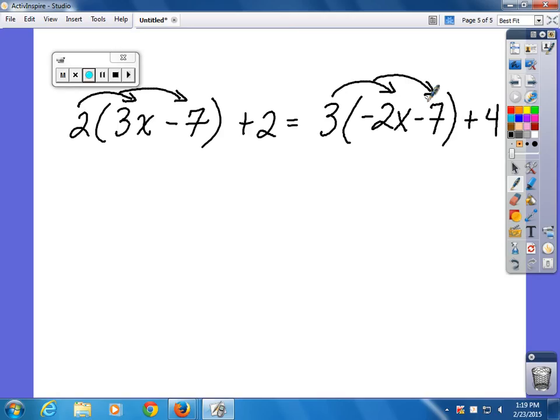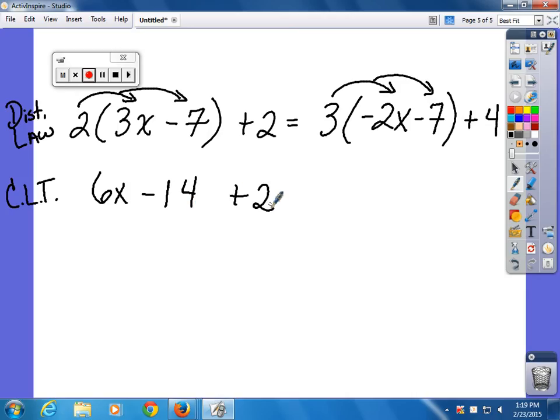Now, in algebra, usually after you use the distributive law, unless it's a real basic problem, you always do what next? Combine like terms or add like terms. CLT. Combine like terms. That's usually what you do after you use the distributive law in algebra. So that would be 6x minus what? 14 plus 2 is equal to negative 6x minus what?